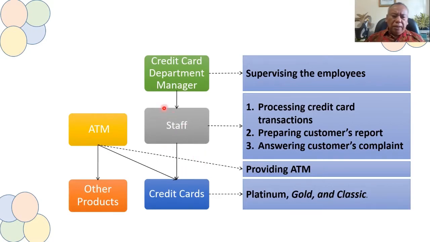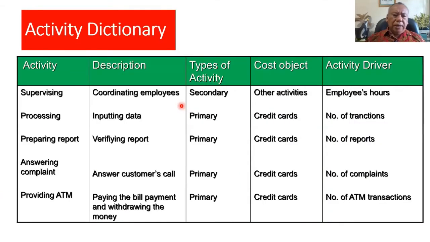How many credit cards do you have? So the manager maybe will answer, we have 3 kinds of credit cards. First is platinum, second is gold, and the last is classic credit card. After we identify the activities by interviewing the manager, actually we can make the activity dictionary.